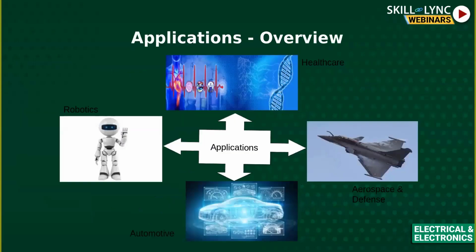Now, looking at some of the applications, signal processing is one of the fields which has the widest range of applications, and I don't say this lightly. There is the healthcare sector, the automotive sector, aerospace and defense, robotics, industrial applications, and so many other fields which directly use signal processing. In the next few slides, we'll look at some of the applications in each of these fields, and we'll also have some examples on the way.